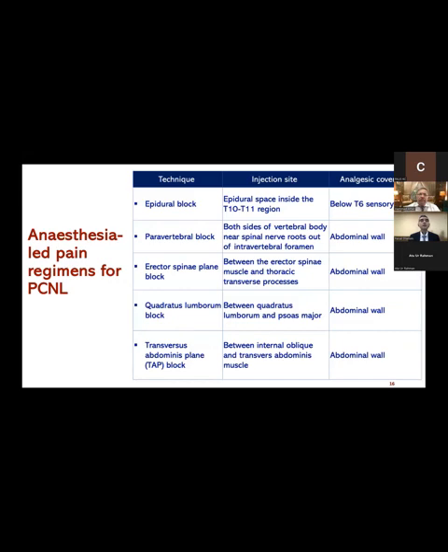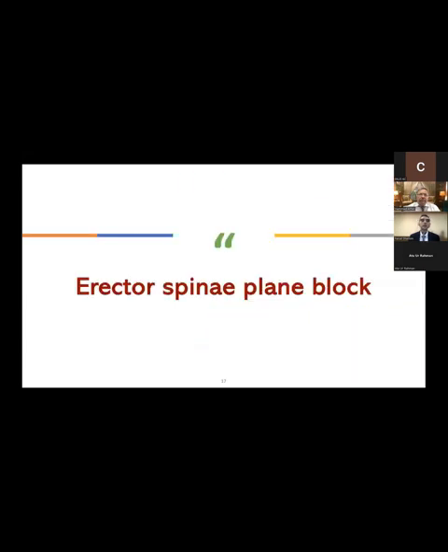As I searched for this talk, I found an article about anesthesia-led pain regimens for PCNL. As I have mentioned, these include epidural block, paravertebral block, erector spinae plane block, quadratus lumborum block, and transverse abdominis block. My emphasis is on these two blocks, which are equally published in urology journals and anesthesia journals, specifically for PCNL. So let's talk about the erector spinae plane block.